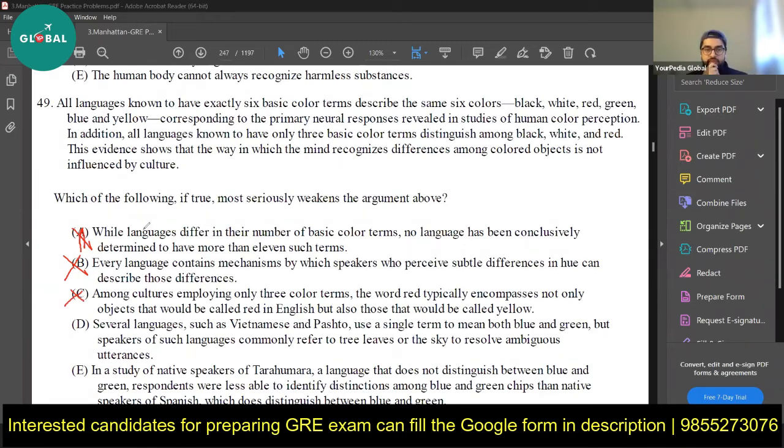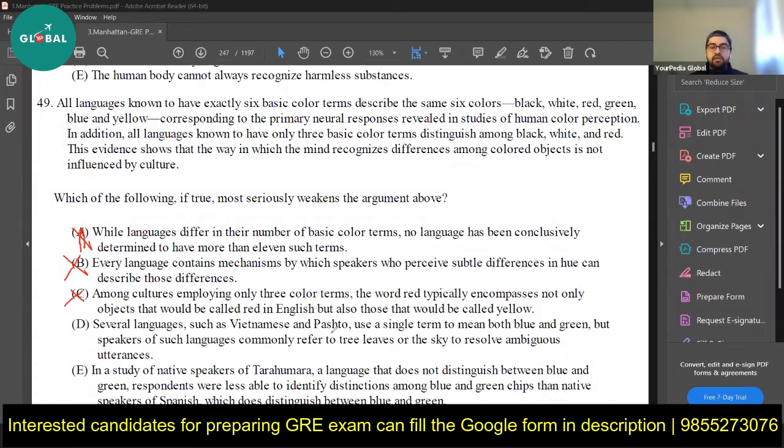Now D, several languages. Now he's talking about some culture or some languages. Okay, read this one. Several languages such as Vietnamese and Pashto use a single term to mean both blue and green. But speakers of such languages commonly refer to tree leaves or the sky to resolve ambiguous utterances. So again, this is making the argument strong.